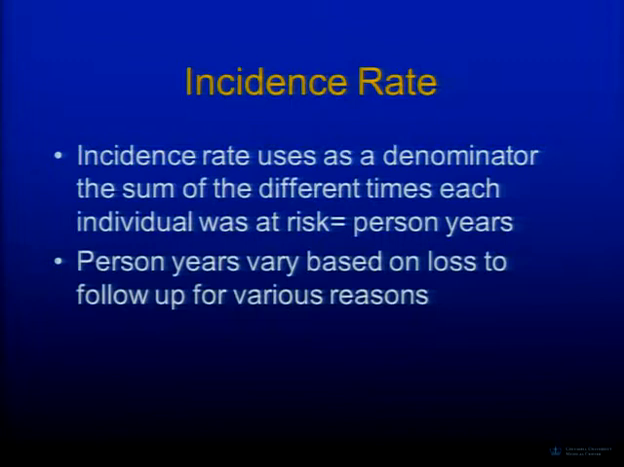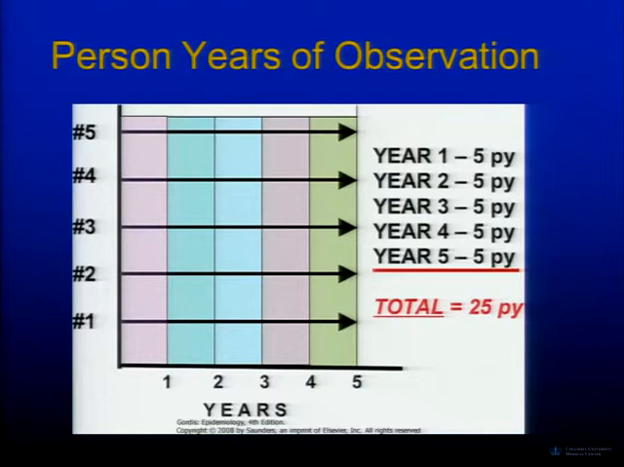An incidence rate is really a true measure of risk, but you can only calculate this in certain study designs where you're going forward in time. Things like a cohort study, which we'll talk about in 2 weeks, or a randomized controlled trial, which we'll talk about in 3 weeks. So here's the concept of person-years of observation.